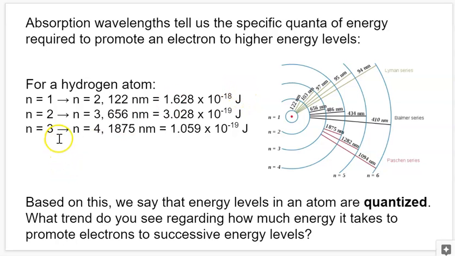And then from 3 to 4, this is a much longer wavelength, corresponding to a significantly lower amount of energy. And based on this, we say that the energy levels in an atom are quantized. So why I keep saying quanta and quantum and quantized, these all refer to just a specific amount of energy. For a specific atom, say a hydrogen atom, it is going to have specific differences in energy levels. That is always the same.